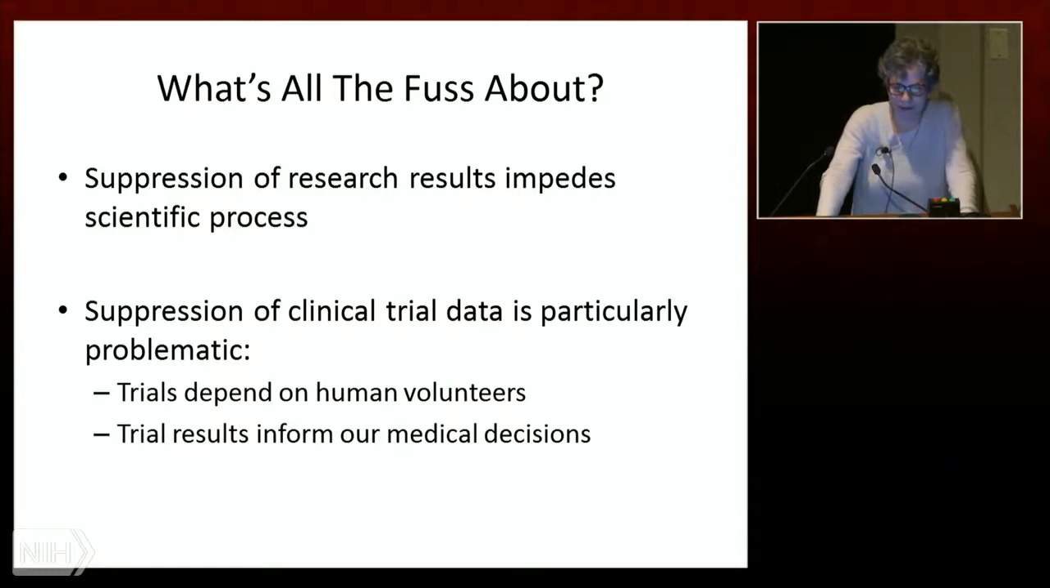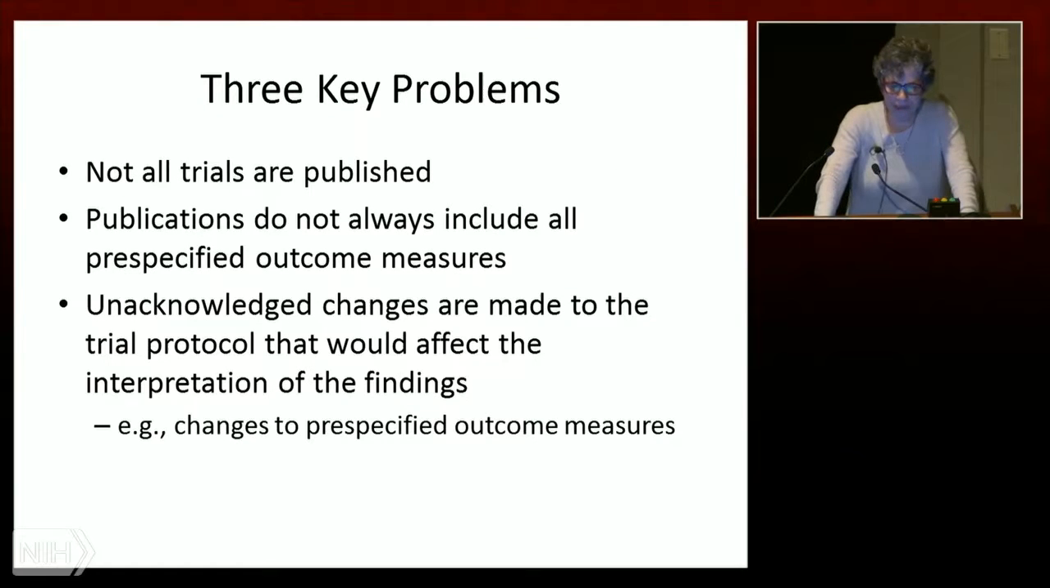But then what's all the fuss about? Well, the suppression of research results impedes the scientific process, and the suppression of clinical trial data compared to other research data is particularly problematic, because trials depend on human volunteers who put themselves at risk, and the trial results inform our medical decisions. So there are three key problems with the evidence base. Not all trials are published. When published, the publications don't always include all of the pre-specified outcome measures. And sometimes unacknowledged changes are made to the trial protocol that would affect the interpretation of the findings.